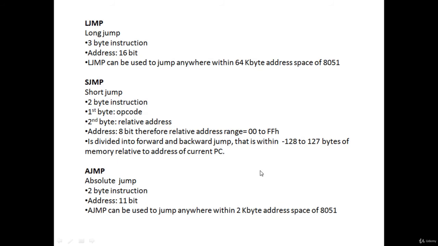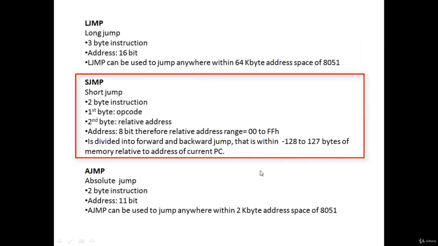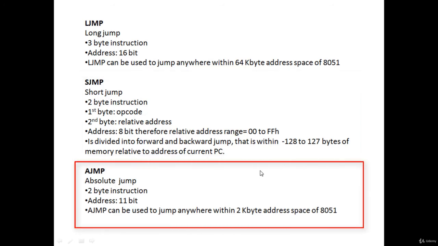Jump instruction. Jump instruction is like the goto instruction in C language. Whenever the jump instruction gets executed, the content of the program counter register will get changed. Based on the range, how far you can jump, there are three different instructions in 8051. LJMP stands for long jump, SJMP stands for short jump, AJMP stands for absolute jump. Using LJMP instruction, you can jump anywhere within the 64 kilobyte address space of 8051. Using SJMP instruction, up to 128 bytes, and using absolute jump instruction, up to 2048 byte locations, you can jump.